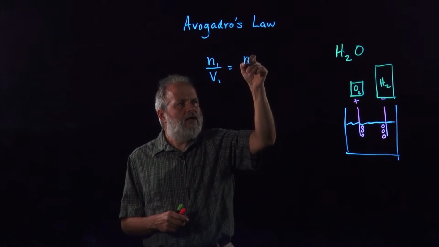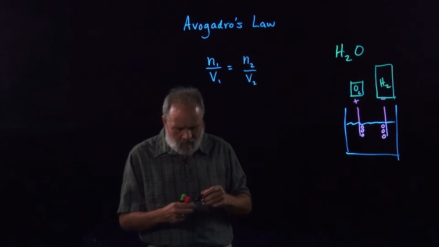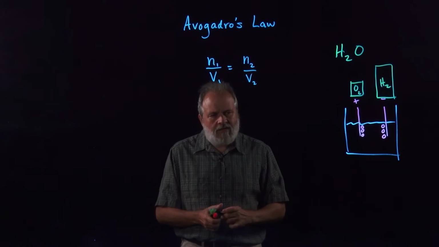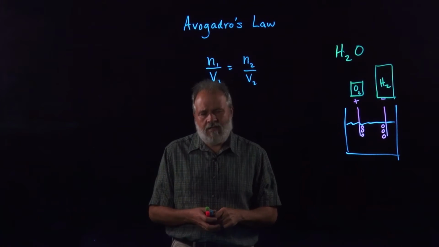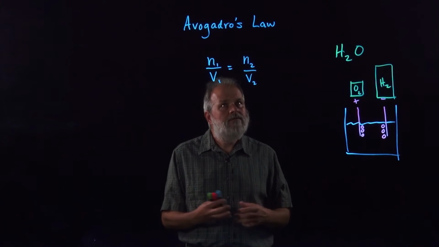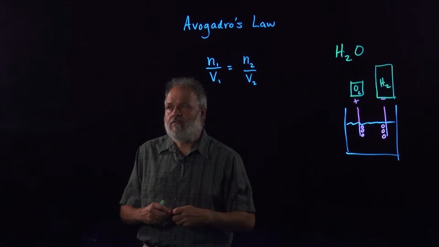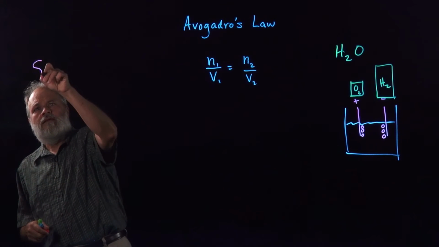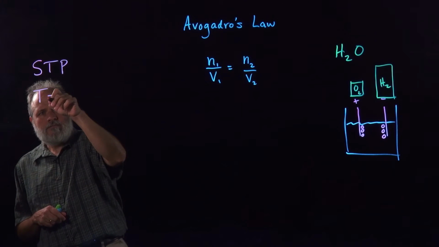So, for example, if you do two different experiments, have two different quantities, whatever, N over V is a constant, assuming everything else is constant, like pressure and temperature. All right, so one of the things that we can look at is for a specific set of conditions called STP, standard temperature and pressure.